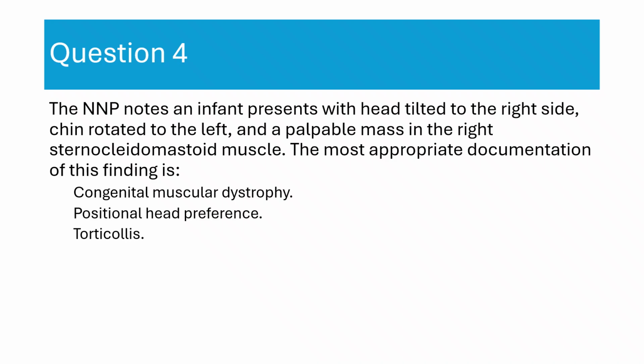This question is testing your ability to recognize the clinical presentation of torticollis and distinguish it from other causes of abnormal head positioning. Torticollis is correct because the classic presentation includes head tilting toward the affected side, chin rotation to the opposite side, and a palpable mass or tightening in the sternocleidomastoid muscle. Congenital muscular dystrophy is incorrect because it presents with generalized hypotonia rather than focal neck muscle findings. Positional head preference is incorrect because it doesn't typically include a palpable mass in the sternocleidomastoid muscle.